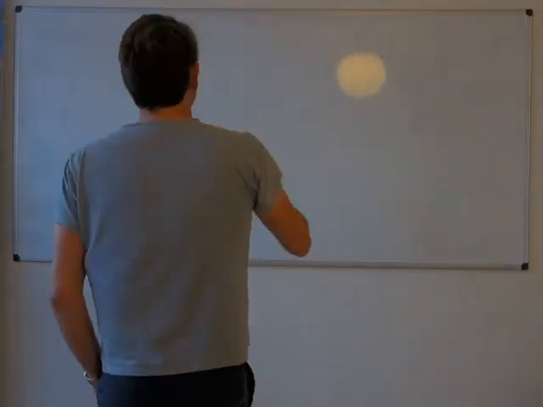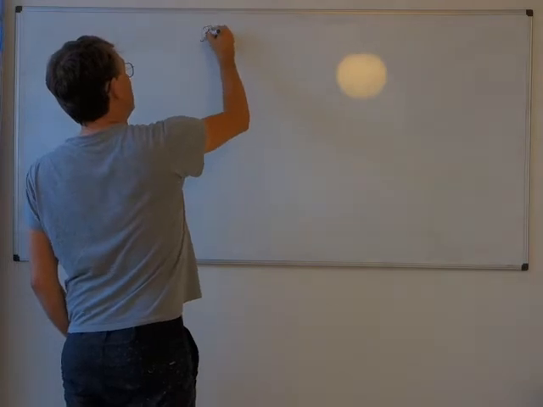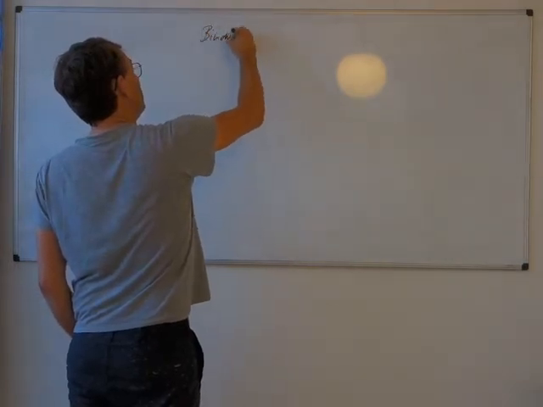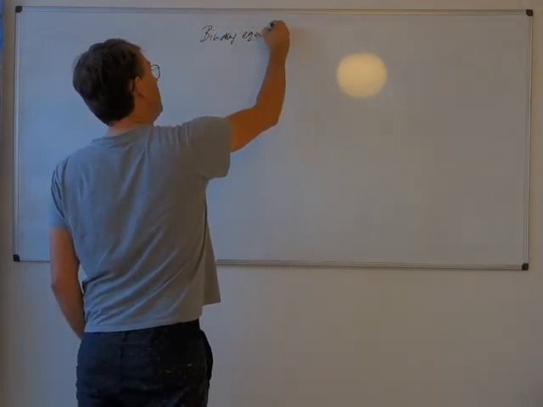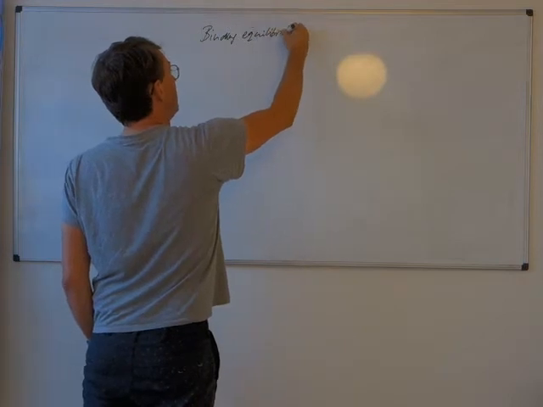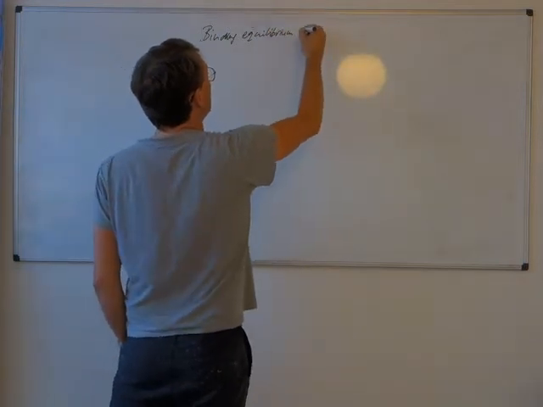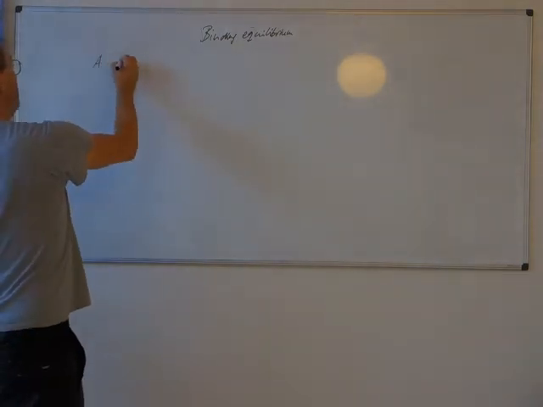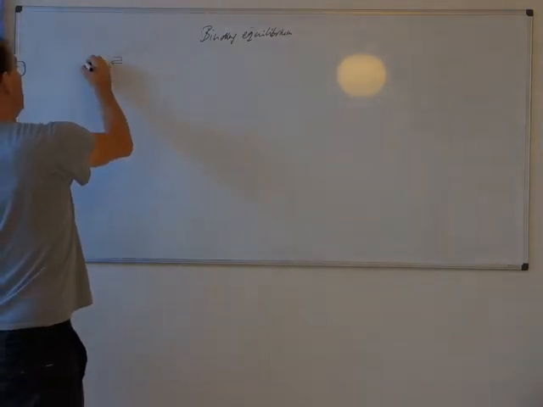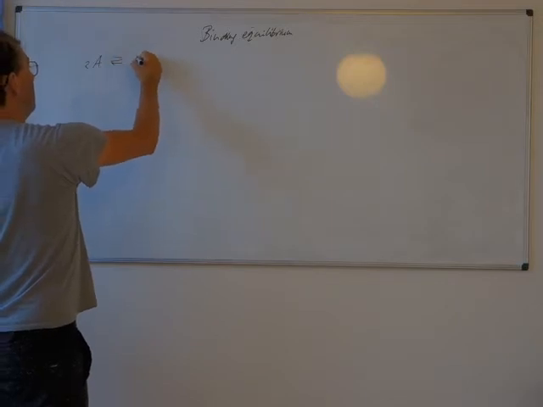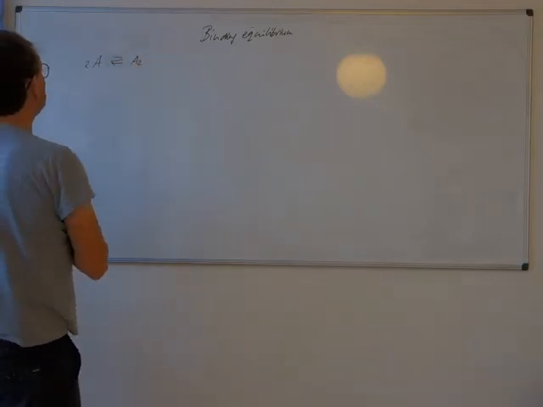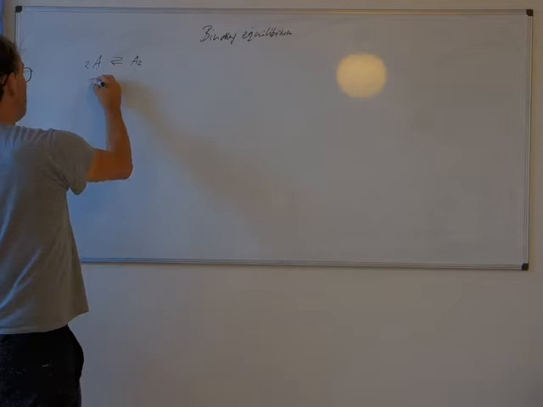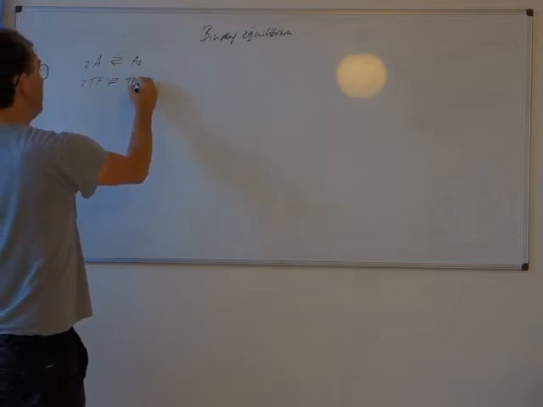Okay, so let's now look at another binding equilibrium example. So let's look at the dimerization of a molecule. Okay, so let's say we have a transcription factor that dimerizes.